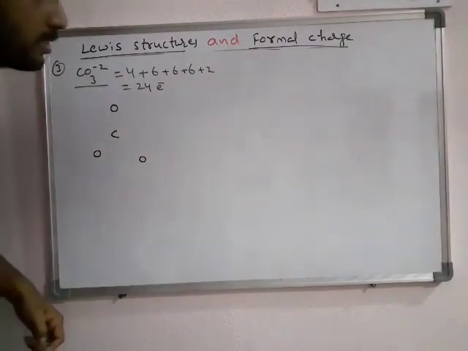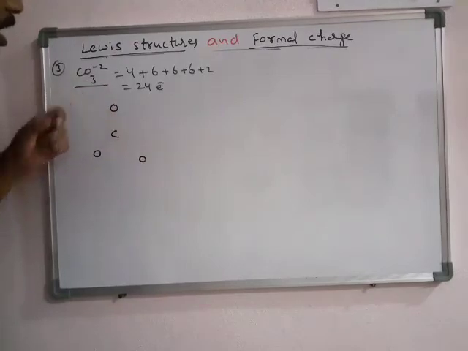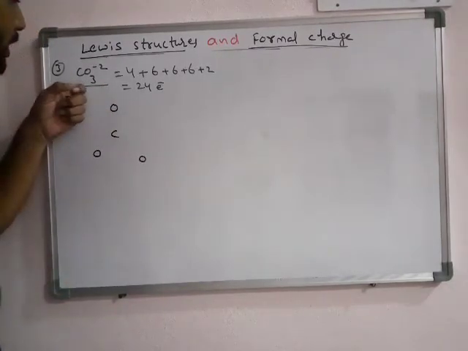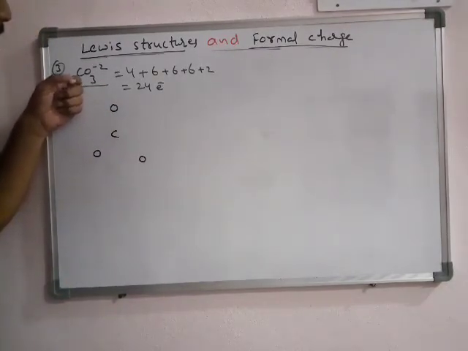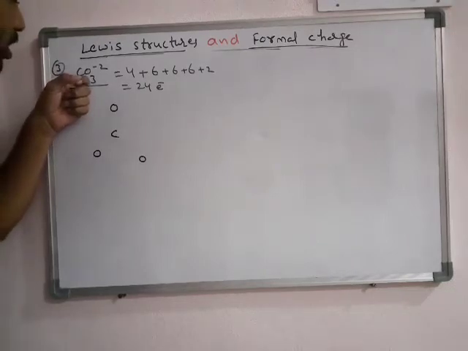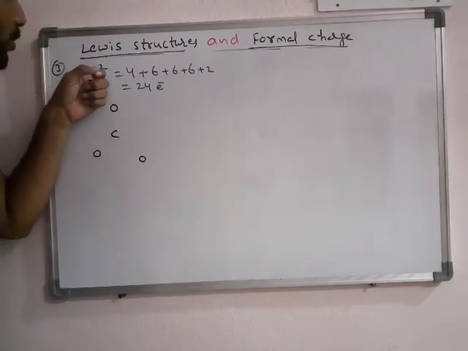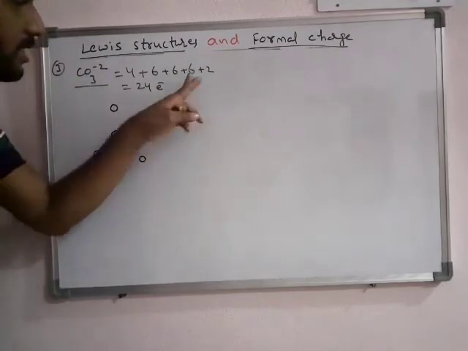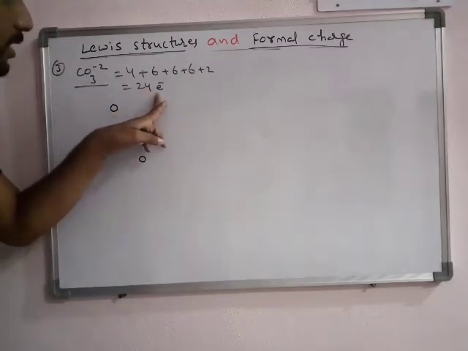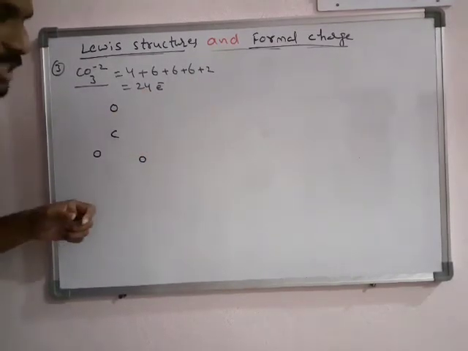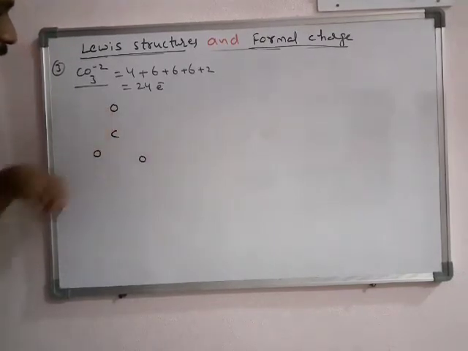Okay, now we see the real structure and formal charge in a carbonate ion. For the carbonate ion, the number of valence electrons: carbon has 4 valency, each oxygen has 6. The minus 2 means 2 electrons are gained and added to it. Here in total we get 24 electrons. We need to distribute the 24 electrons to those 4 atoms.